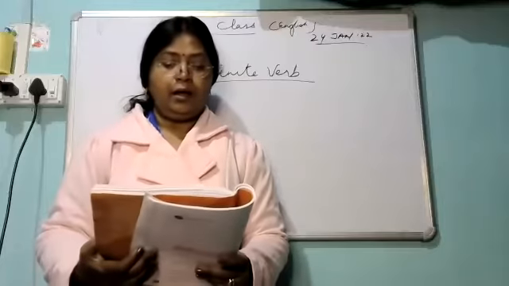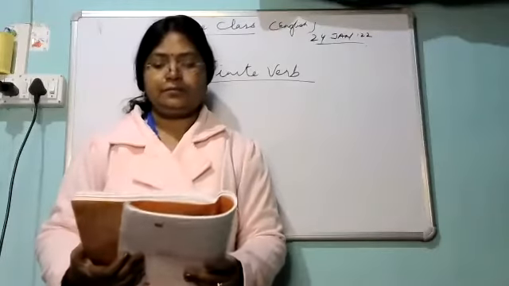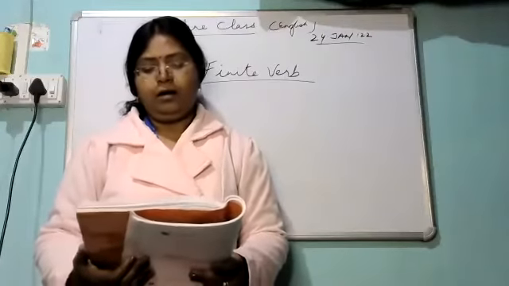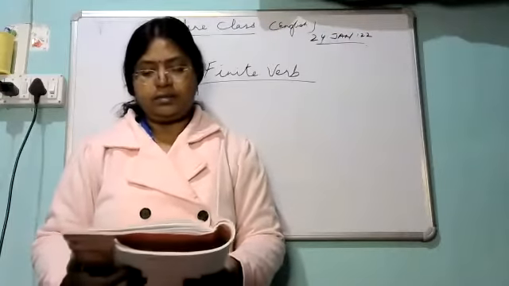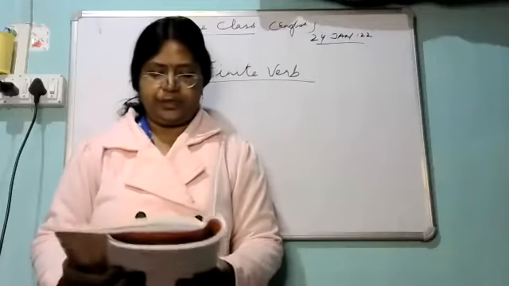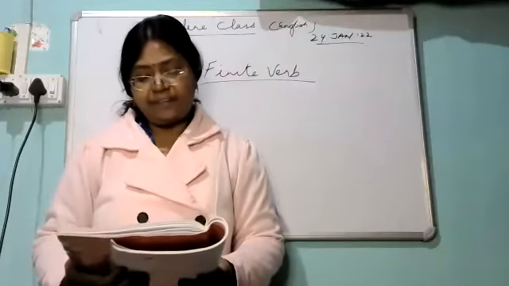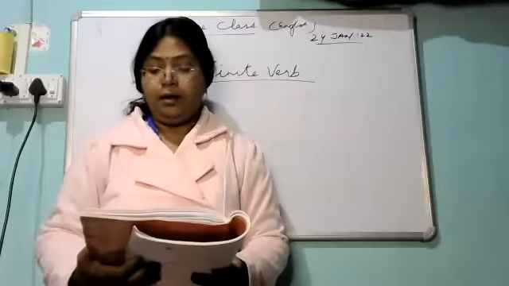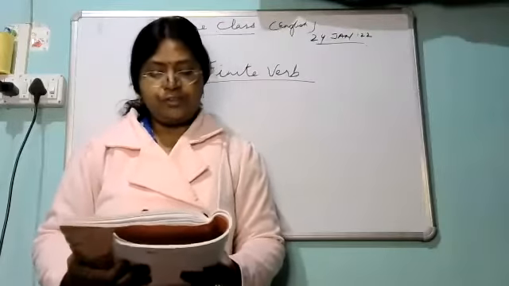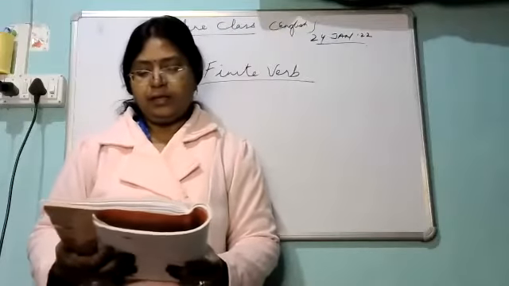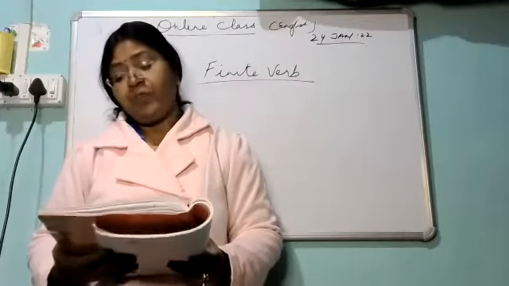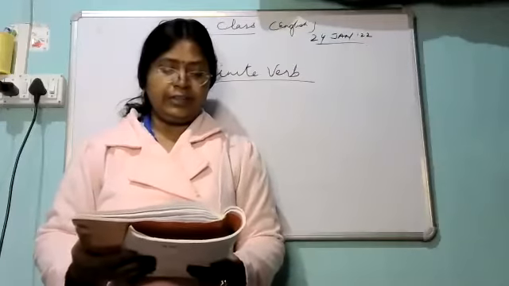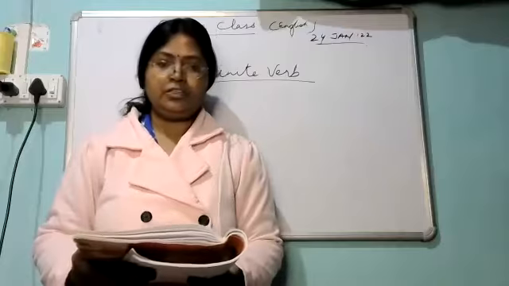Plenty of help has been offered to the poor family. Plenty of trees were uprooted in the storm last night. Yes, trees can be counted. So, some words can refer to amount and quantity as well as number. When these words refer to amount and quantity, they will take a singular verb. When they refer to number, they will take a plural verb. Understood?